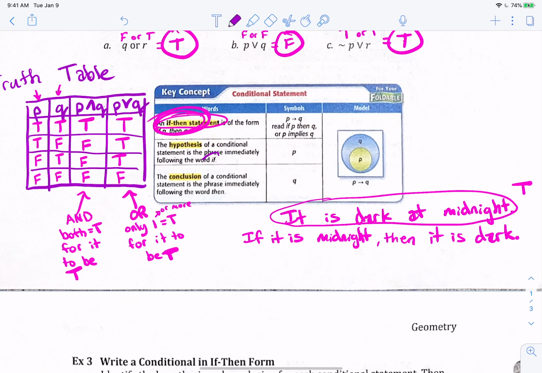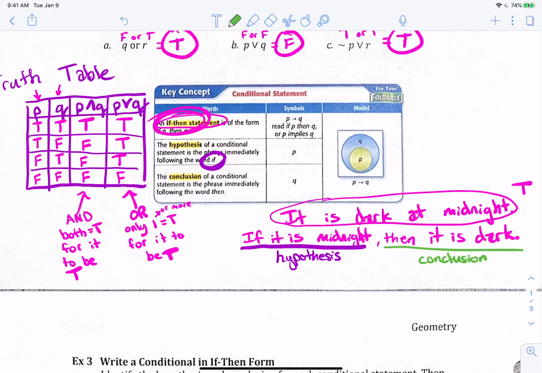The hypothesis is everything that happens after the word if, okay? So the hypothesis would be, if it is midnight. Hypothesis. Okay, the conclusion. Then it is dark. This is the conclusion.